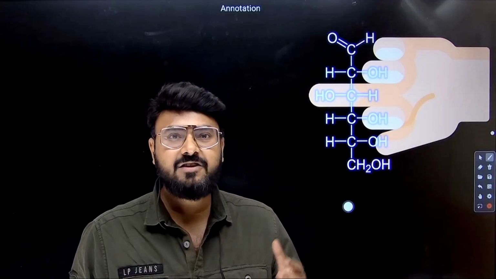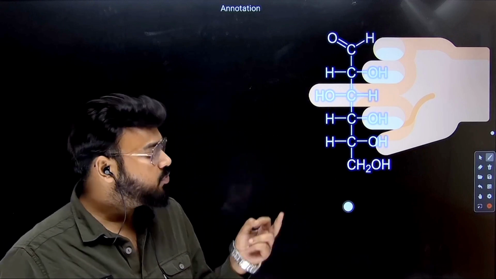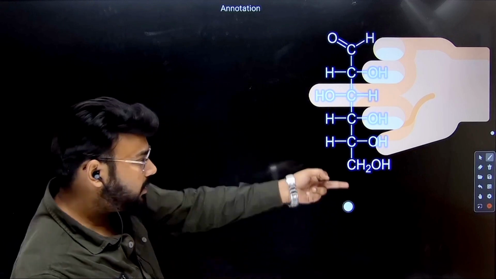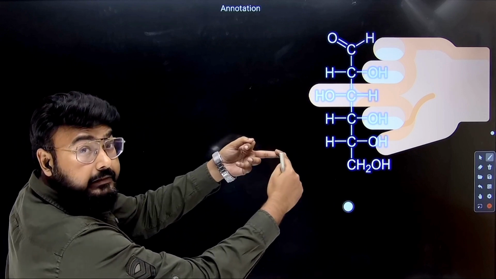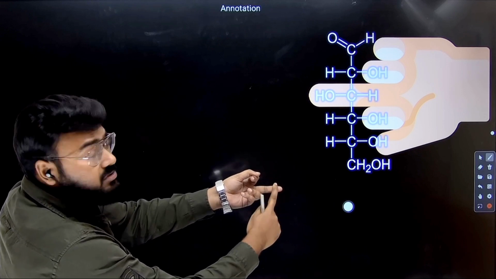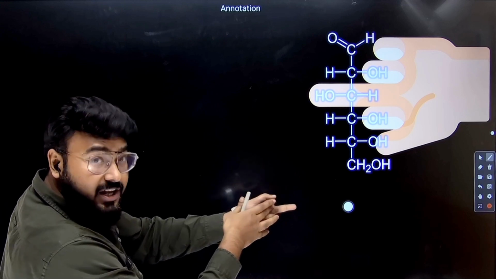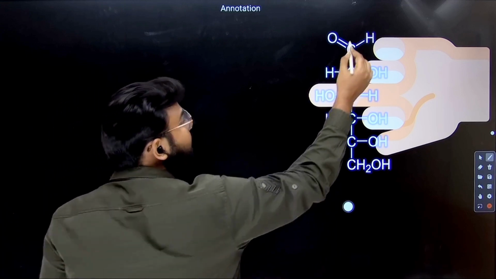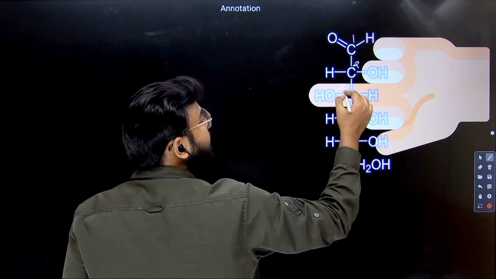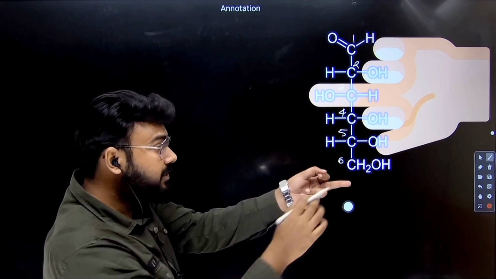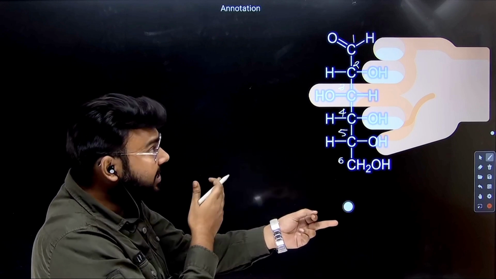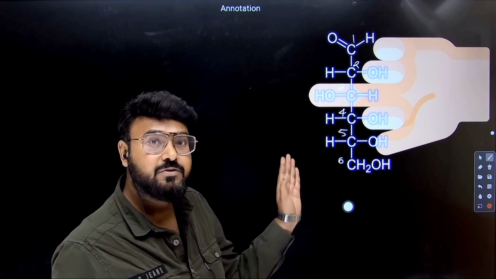Alright, so let's see the structure of glucose. How do we remember? You need to remember this picture. You can see that in this picture, you need to see the third finger. The third finger is outside and all the fingers are closed. It means the third carbon, you have to focus on the third carbon. The OH where the finger is out is on the left side. Rest all the OH group is on the right side.